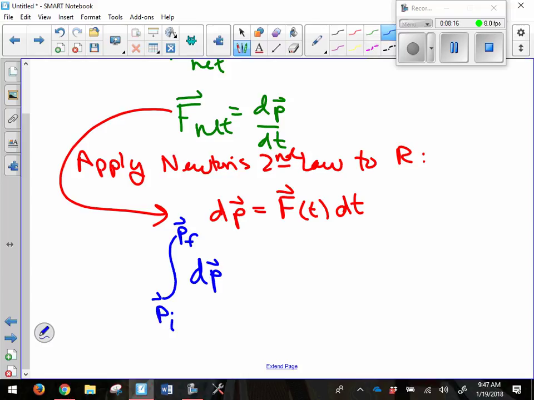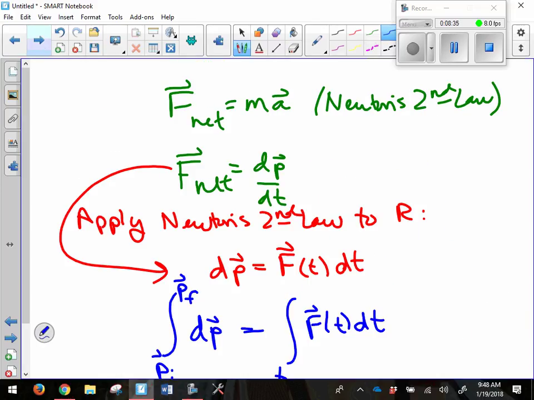P, right? Just like when I integrate x dx, I get x. And then on the other side, I'm going to have my integral of whatever that force is times dt, and I'm going to integrate it from, what did I call it? T1 or T? Ti, T1 and T2.